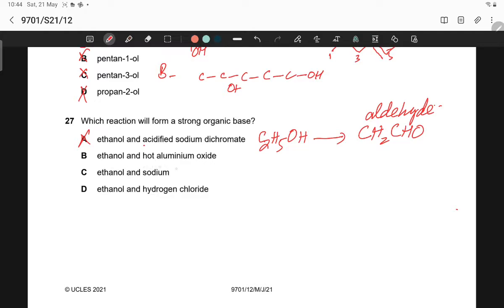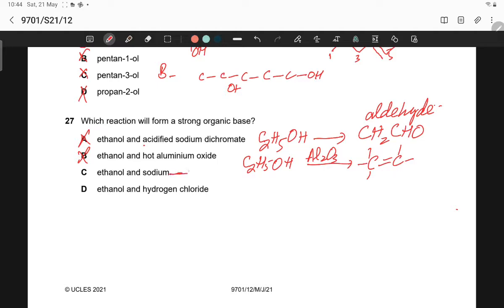Ethanol and hot aluminium oxide. When ethanol, C2H5OH, reacts with hot aluminium oxide, an alkene is formed. So an alkene is not a base, so this is also incorrect.